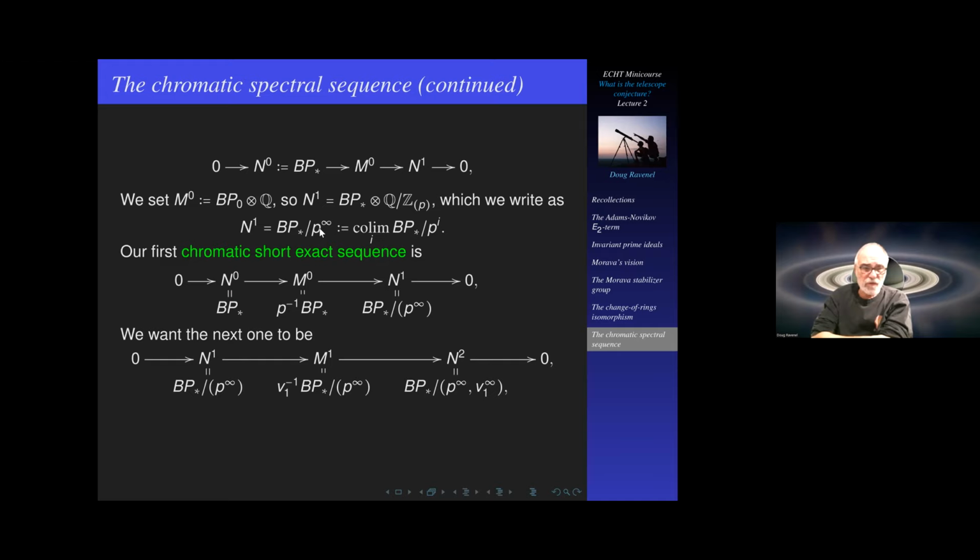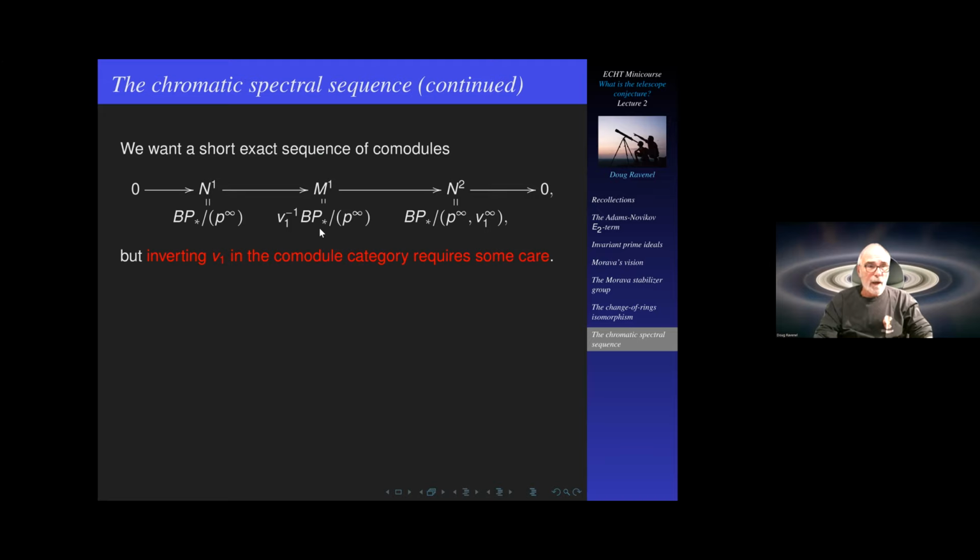Now for the next one, in the first one, I inverted p. Now for the next one, I want to invert v1 somehow. But this is tricky because inverting v1 in the comodule category requires some care. And I'm going to tell you exactly what the difficulty is. So let's consider this BP star module. So we could take BP star and formally invert v1. That's easy enough. But is that a comodule?